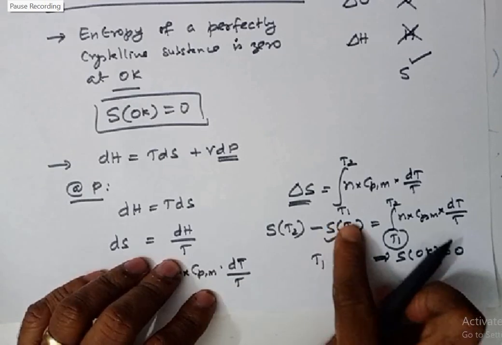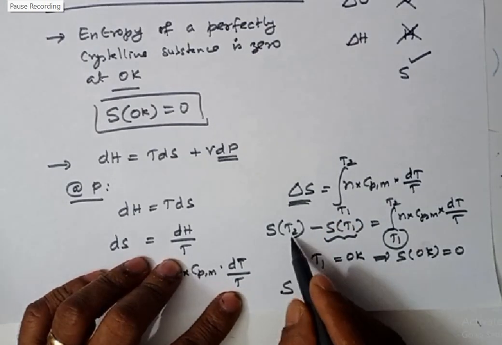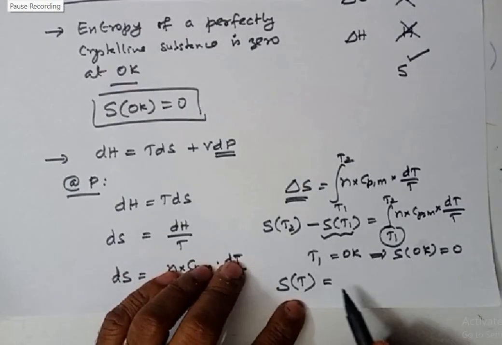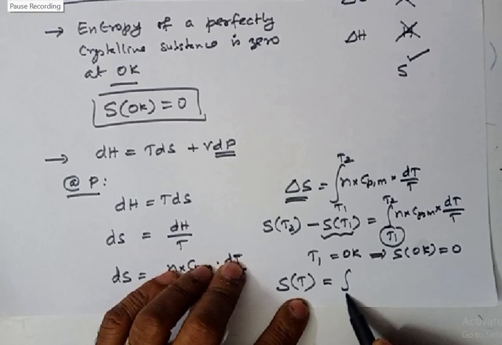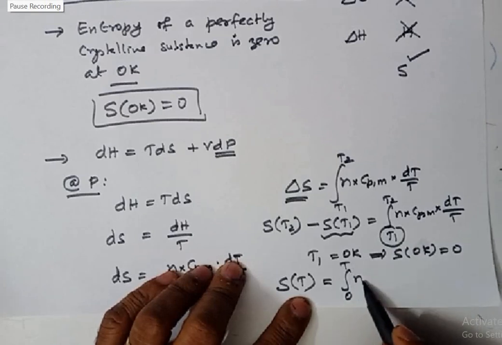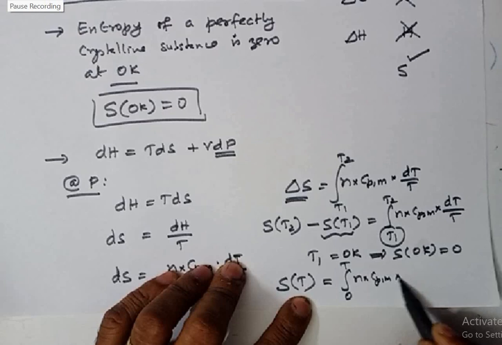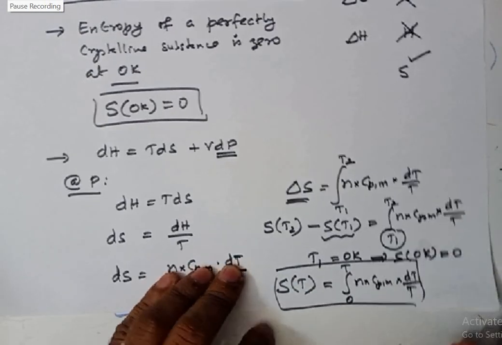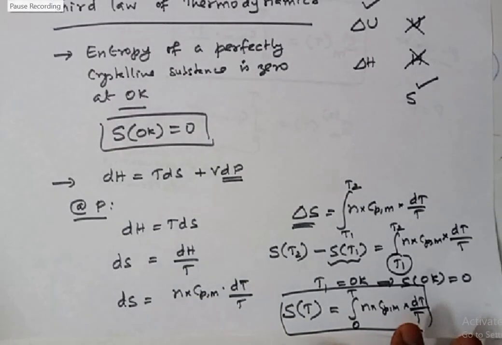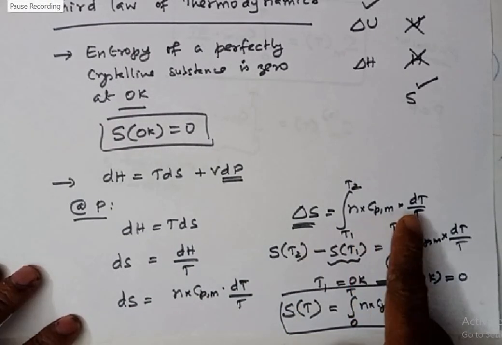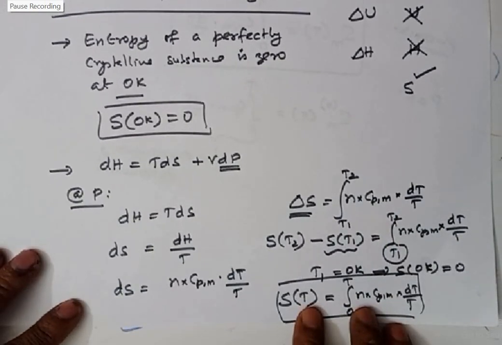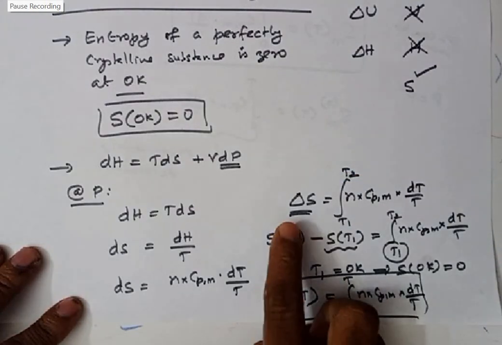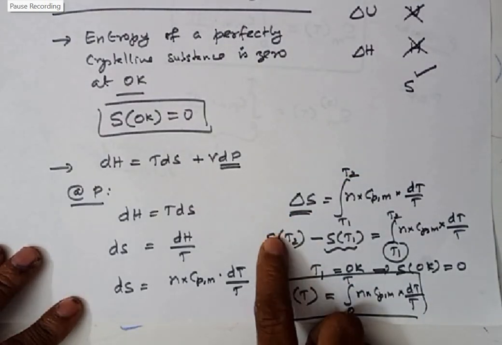If I make this 0, then entropy at any temperature T2, let me write simply T, is equal to the integral from 0 to T of n Cpm dT by T. Right? What do you infer from this equation? Tell me. Delta S is equal to the integral of n Cpm dT by T. Okay, this is the formula. Initial temperature T1, final temperature T2. And what is delta S? Delta S is nothing but entropy.